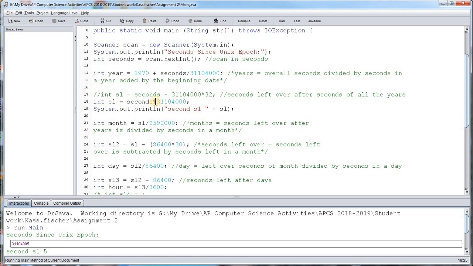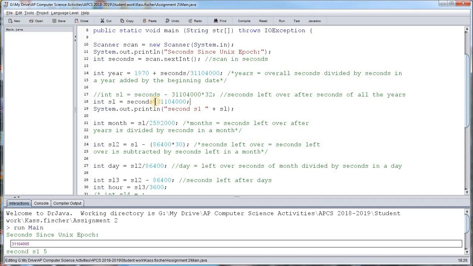And the reason why is because I'm using modular arithmetic. Mod means remainder, once again. I don't think you necessarily have to use a new integer value here. You could have just said seconds equals seconds mod this, and mod 31 million. Because what that would do is just rewrite what's in the memory space for seconds, and then you could just keep on using the word seconds over and over again, just subtracting out little bits each time.